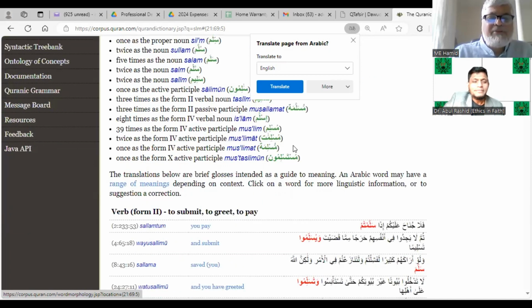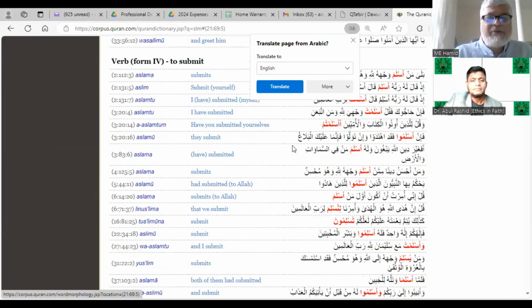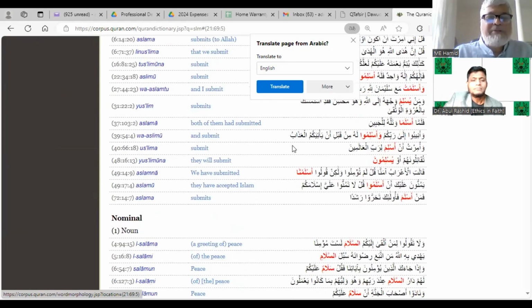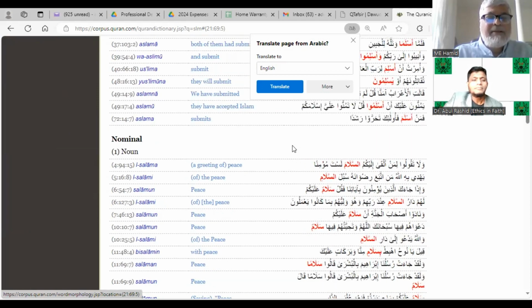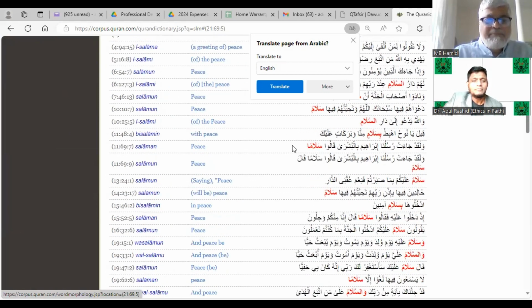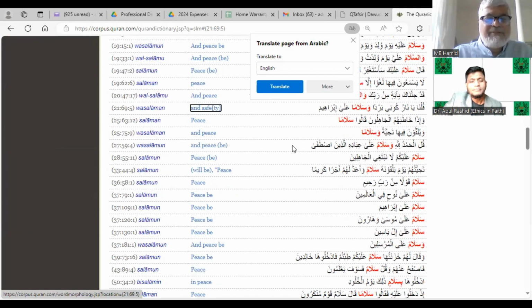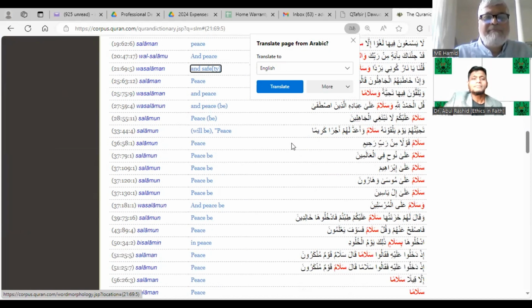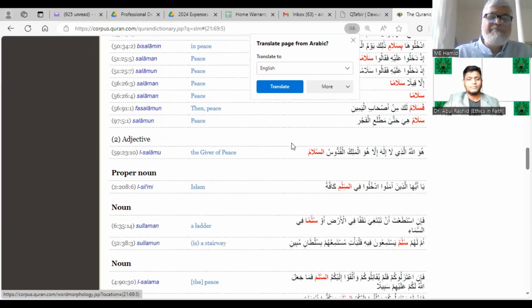Go down, then you see the meaning. You see the chart. It means to submit, to greet, to pay. So all these forms mean to submit. Go down. In the noun form, it could be the greeting of peace, peace. It also means safety. It's a kind of tangential meaning, but in general it means peace. Peace means he's safe, in a sense the same meaning. Somebody in peace means somebody in safety.